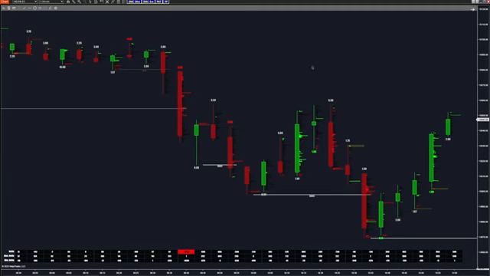What I look for in this is looking for traps. Now you can read traps on this by looking for red candles with green imbalances, buy imbalances at the top of the candle, followed by selling imbalances going to the close.